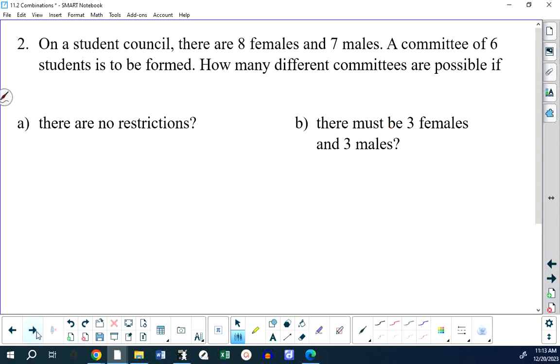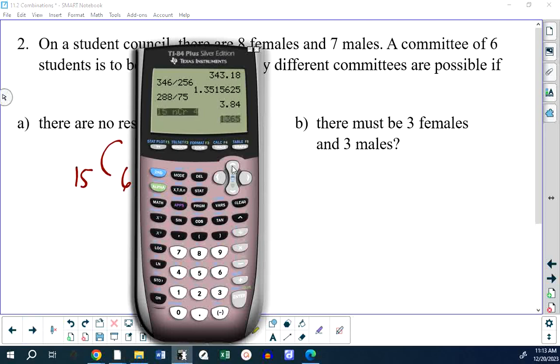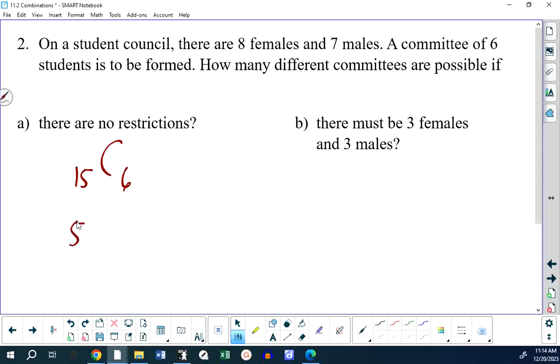On a student council, there are 8 females and 7 males, and we are going to create a committee of 6 people out of that group of 15 people. How many different committees are possible if there's no restrictions? Well, the answer would be 15 choose 6. And this is what I mean by not overthinking combinations. You have 15 items, you're going to choose 6. Turns out to be 5,005.